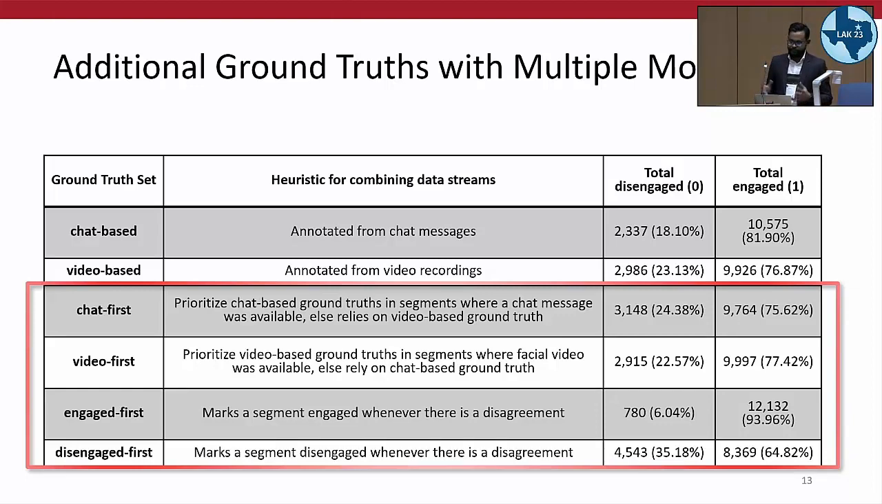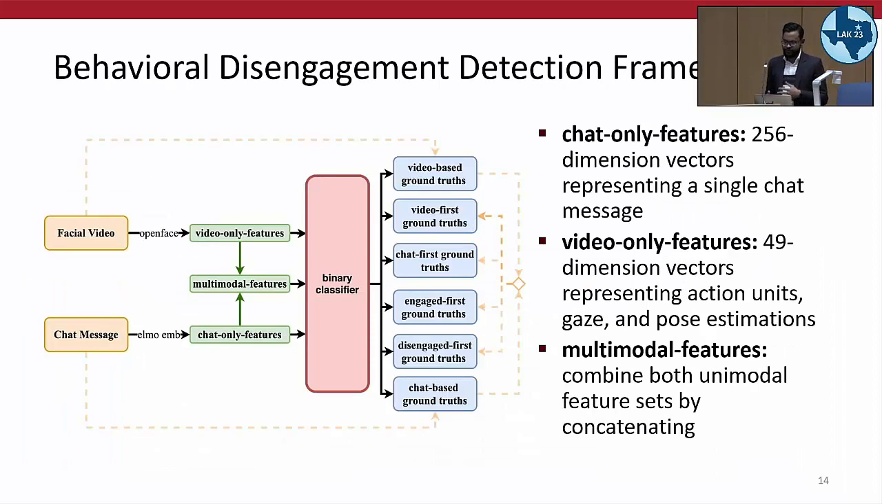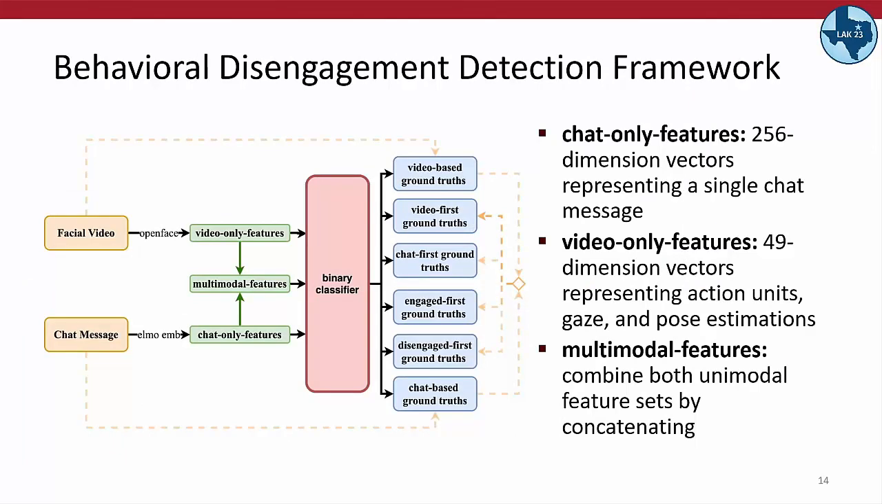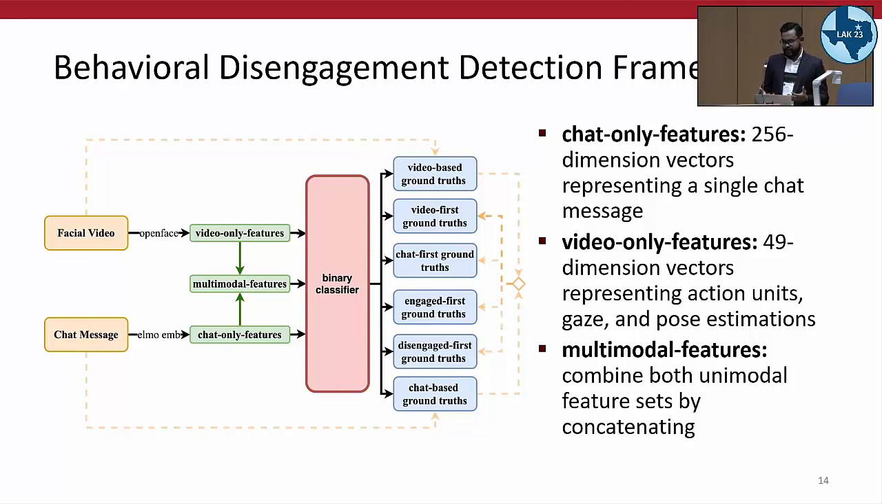Based on these different sets of ground truths and the combination of ground truths, we also created different sets of features. One feature coming from the chat modality itself, one from the video modality, and then a mix of features together. So the chat-only feature coming from the chat modality is a 256-dimensional feature representing one single chat message. The video modality is a 49-dimensional vector representing action units and gaze and pose estimations, again for the 10-second window. And then the multimodal feature is a combination of both. And we used a binary classifier to understand how these features are impacting the different sets of ground truths we have in conjunction.